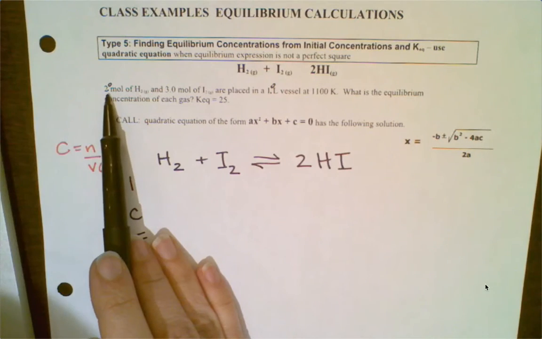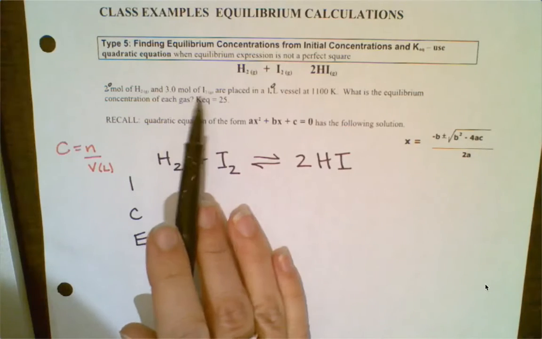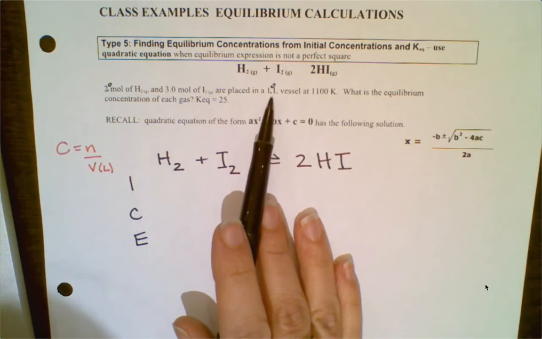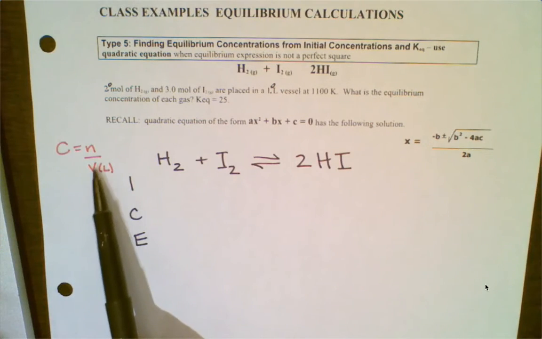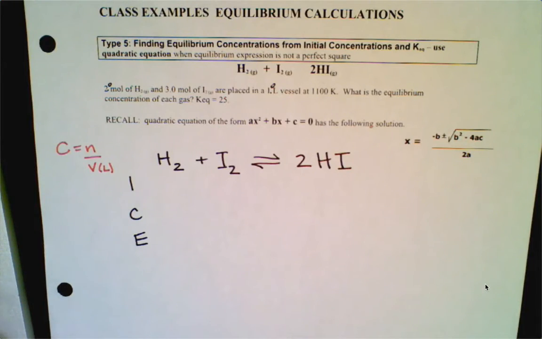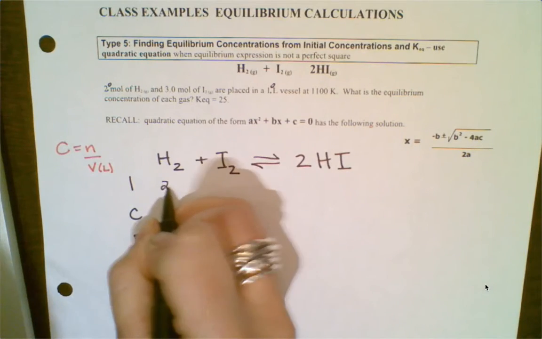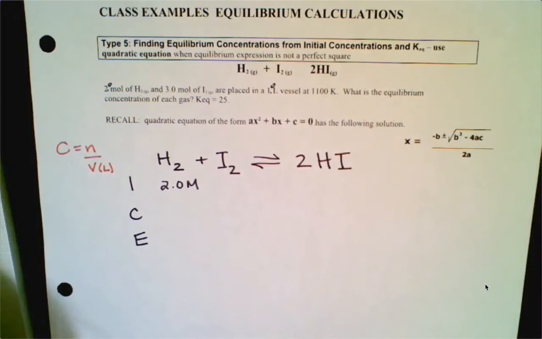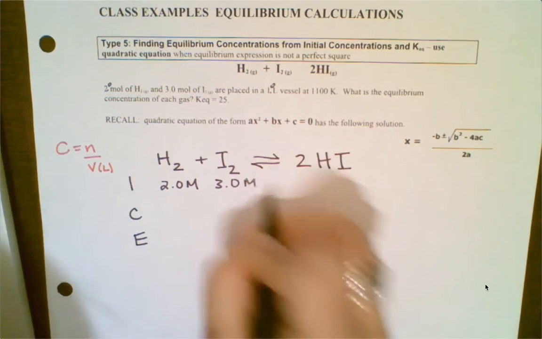So I'm just going to make this, instead of 2, 2.0 moles of hydrogen and 3.0 moles of iodine placed in a 1.0 liter vessel. So we have 2 sig figs. And remember that moles does not mean concentration. You have to use this calculation, moles divided by volume in liters, in order to figure out your concentration. This happens to be a 1 liter vessel, so this is an easy conversion. So we have 2 moles per liter of hydrogen and 3 moles per liter of iodine.